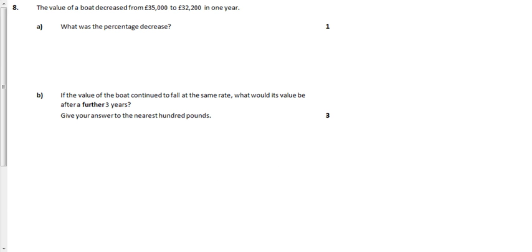Right, question 8, a percentage question. I've got the value of a boat has decreased from 35,000 to 32,200 in 1 year. What is the percentage decrease? First things first, I would figure out the actual decrease. So the decrease, just see how much the price has fallen by.